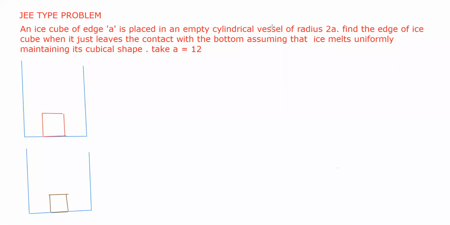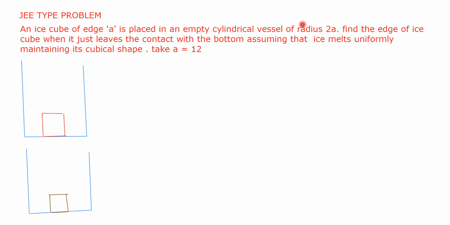Now let us solve this JEE problem. See here, this problem, what is given: an ice cube of edge a is placed in an empty cylindrical vessel of radius 2a. Find the edge of the ice cube when it just leaves the contact with the bottom, assuming that ice melts uniformly, maintaining its cubical shape.